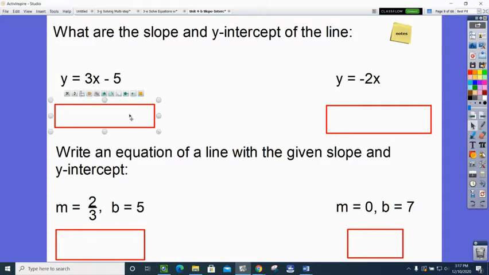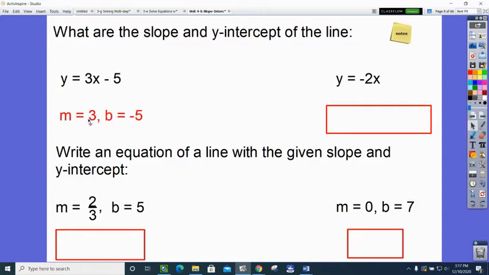So over here, did you say that the slope is 3 and the y-intercept would be -5? Always make sure to tell me which is which, like put the m and the b. Otherwise, I don't know if you know which is which, basically. Okay, come over to this one and try this one. Did you say that the slope is -2? And because this is missing, the b would be 0.